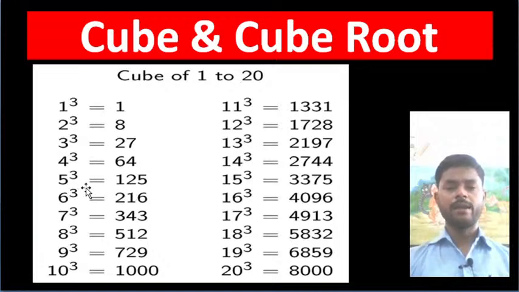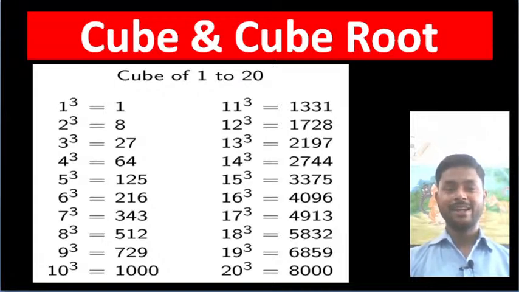125 is the cube of 5. So you can say the cube of 5 is 125. The cube of 6 is 216. The cube of 7 is 343. The cube of 8 is 512. The cube of 9 is 729. And the cube of 10 is 1000.